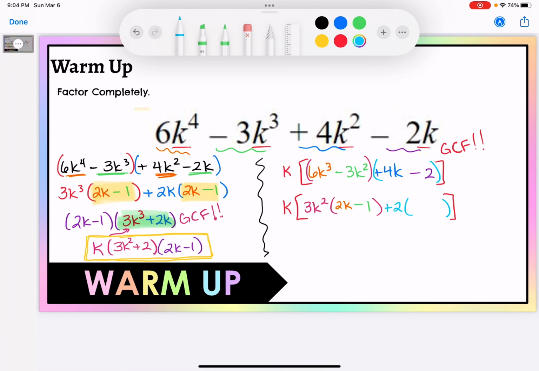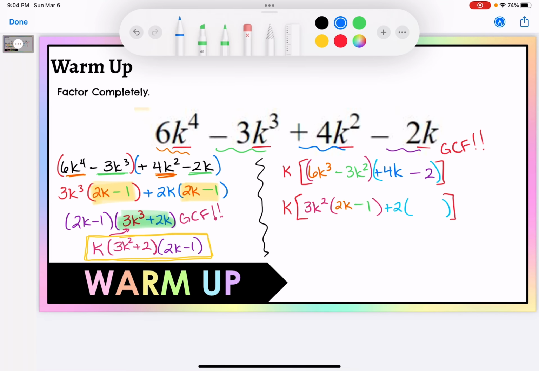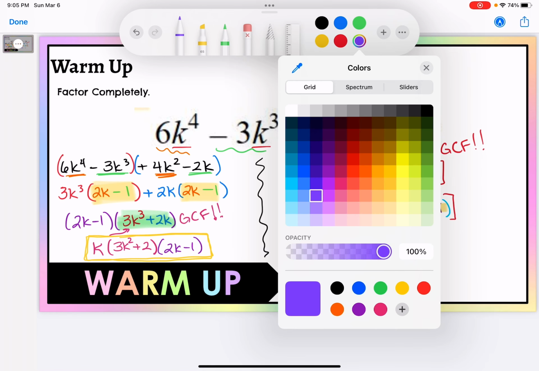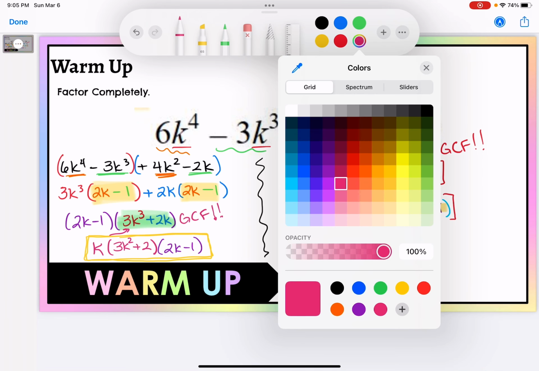And my leading term here was positive, right? So I've got 2 times what gives me 4k? 2 times 2k. 2 times what gives me -2? That would be -1. And now notice again, my parentheses do match exactly. So I have my GCF from the very beginning, this k is out front. And then the next thing I'm going to write down is that common parentheses, which was 2k minus 1. And then in those parentheses, what did I multiply by? 3k squared and +2.